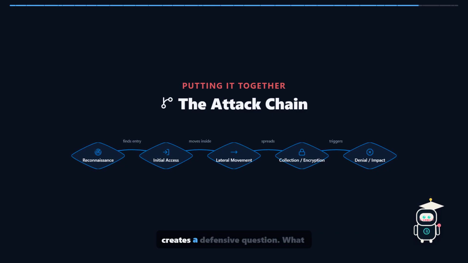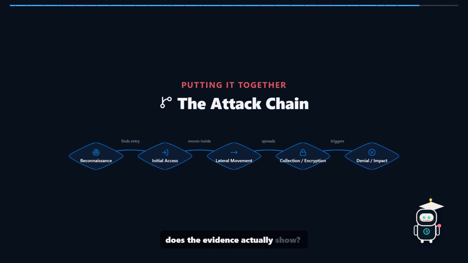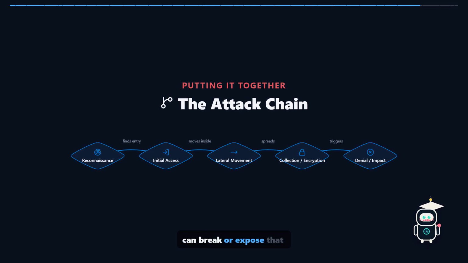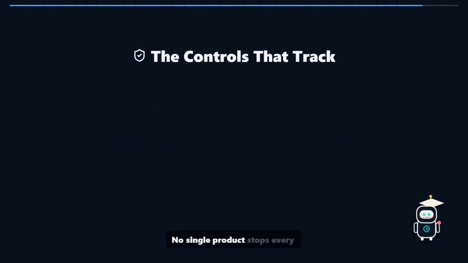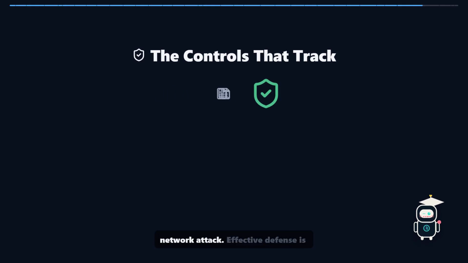Each event creates a defensive question. What does the evidence actually show? What could the attacker reasonably do next? And which control can break or expose that path? That's how defenders should think about attack chains. Not as one fixed hallway every attacker follows, but as a changing set of paths that controls can block, restrict, detect, or contain. No single product stops every network attack.